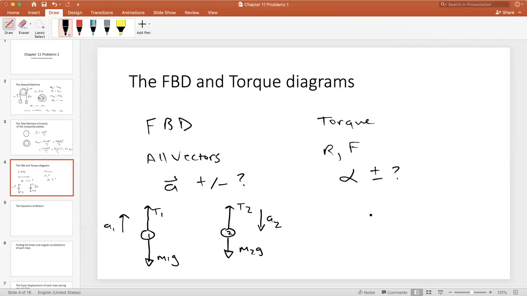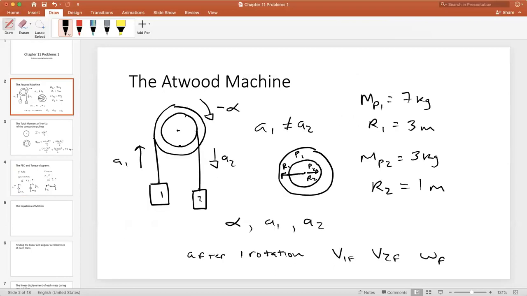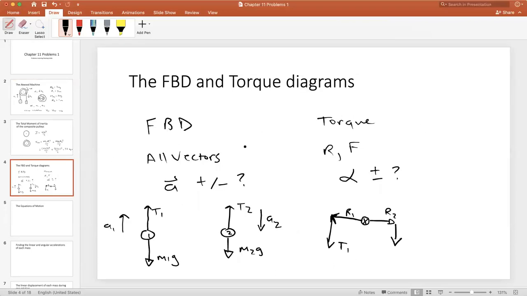But on the torque diagram, this is a little different than what we did because we actually have two torques here. So we're going to draw the center of mass of the composite pulleys, that's our axis of rotation, and at a distance of R1, we have tension T1 going down. And then at a distance of R2, we have tension T2 going down. And remember that these are going to be turning clockwise. So the whole thing here is going to have a negative alpha, okay?